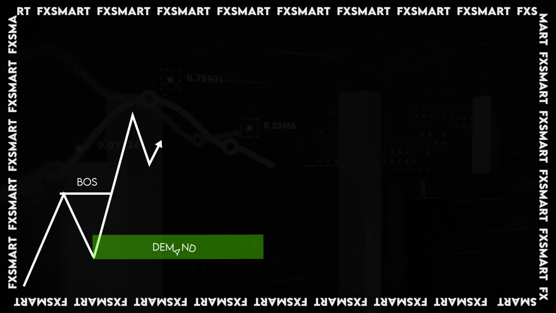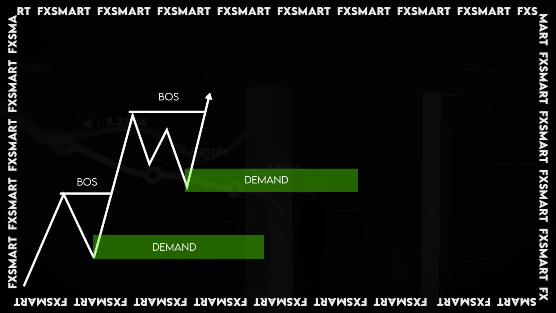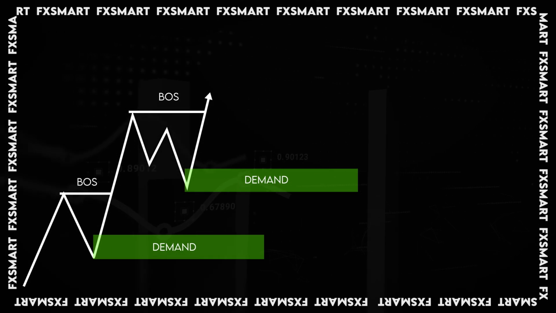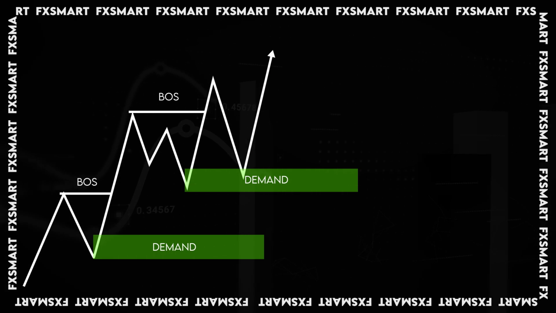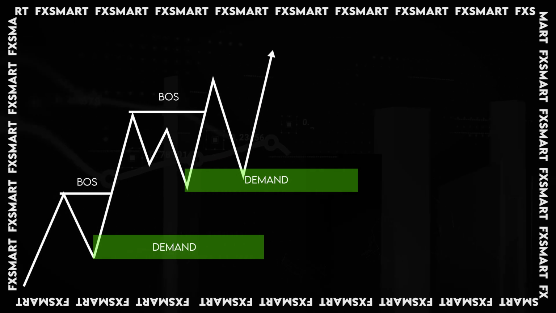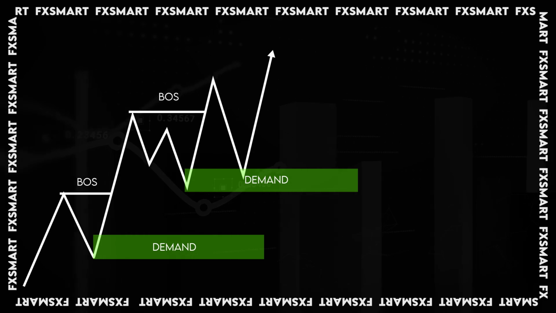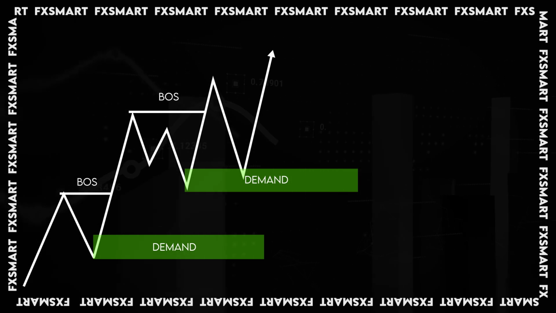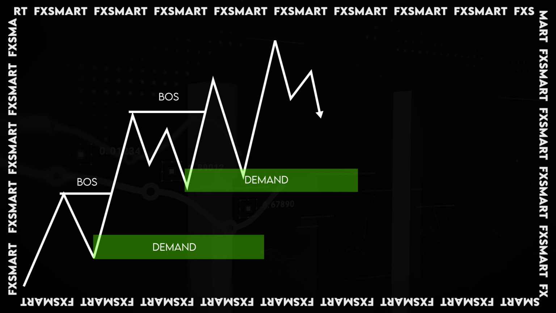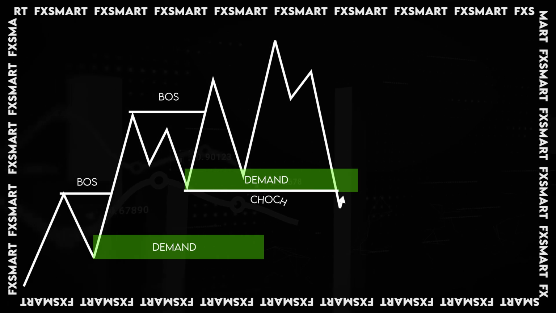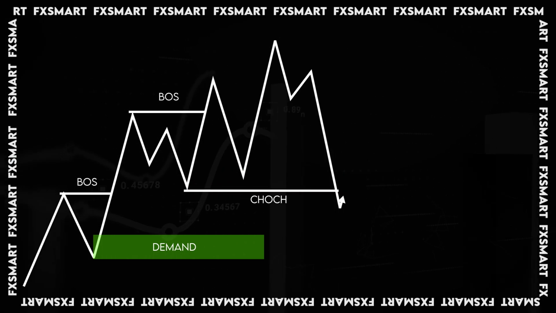Imagine the market is in a clear uptrend, forming a sequence of higher highs and higher lows. Each time the price breaks structure to the upside while leaving inefficiency, it creates a demand zone. These demand zones remain unmitigated until price revisits them, presenting prime opportunities to trade in alignment with the prevailing trend. However, if price breaks below one of these valid demand zones, it signals a change of character.